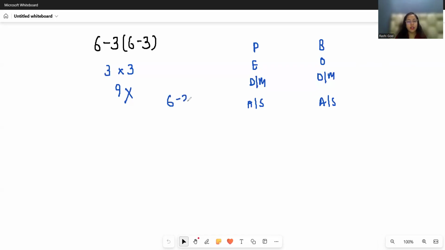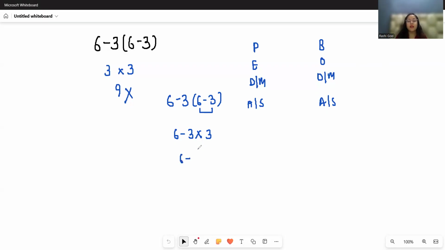So just write the expression 6 minus 3(6 minus 3). First we have to solve the bracket. The bracket is 6 minus 3, that is 3, and when we remove the bracket and there is no sign, we have to put the multiplication sign. Now what is left? Two symbols are left, that is subtraction and multiplication. As per the PEMDAS or BODMAS rule, we have to give priority to multiplication over subtraction.